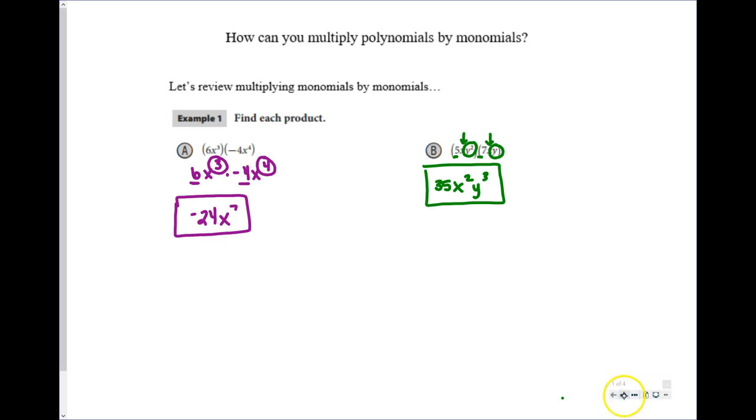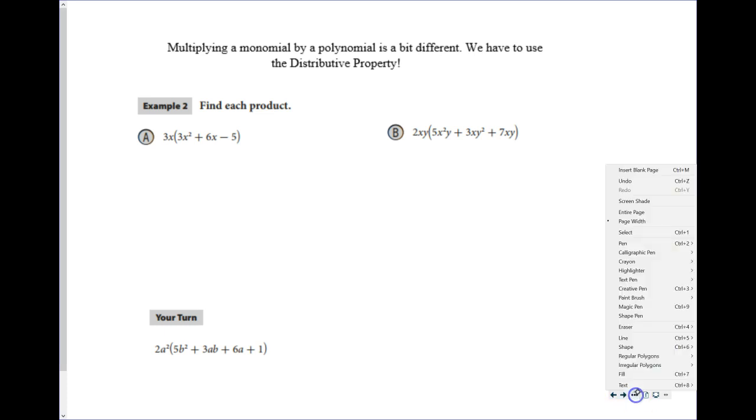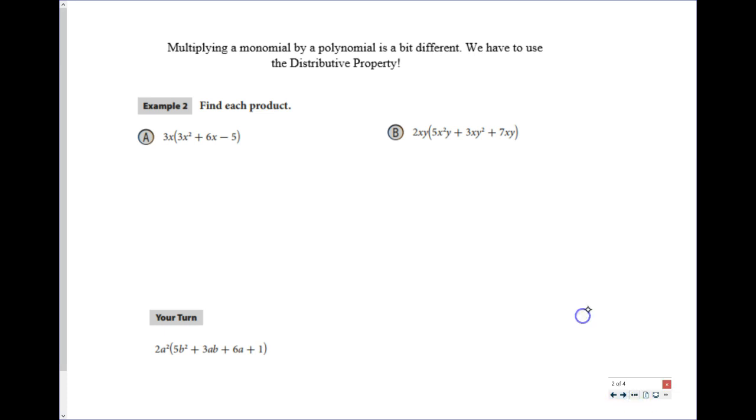So, with that said, now let's multiply a monomial times a polynomial. It's very similar, but we just have to use the distributive property when we multiply here. If I take a look at example A, I've got this monomial right here, 3x, and then this thing is my polynomial. So I'm multiplying a monomial by a polynomial. To do that, I have to distribute to everything inside the parentheses.